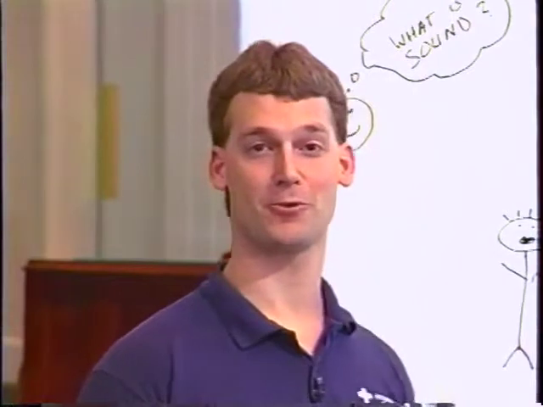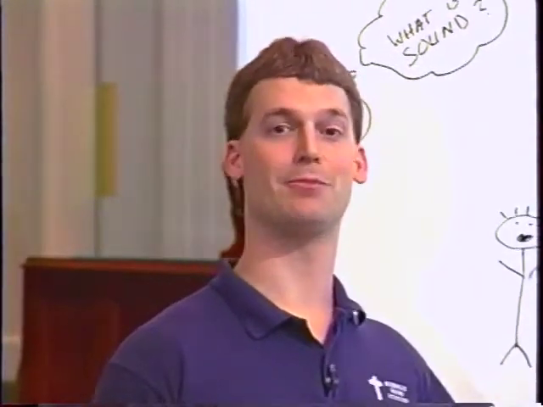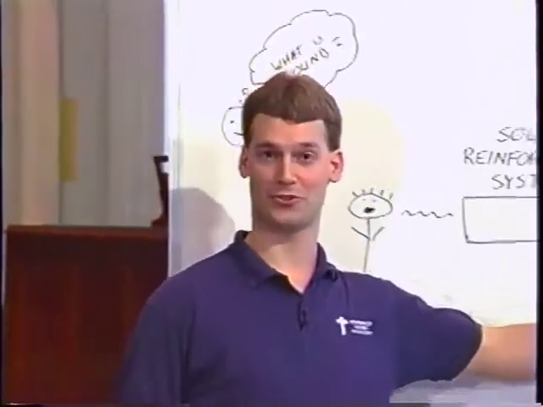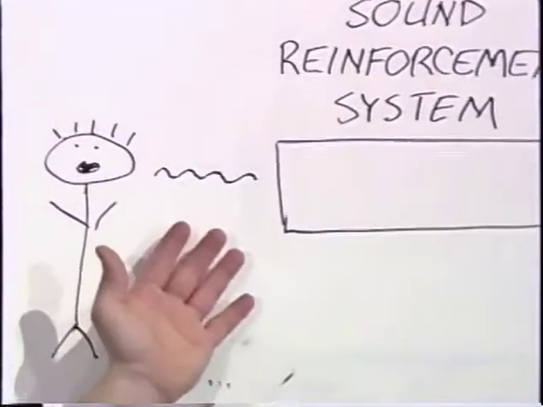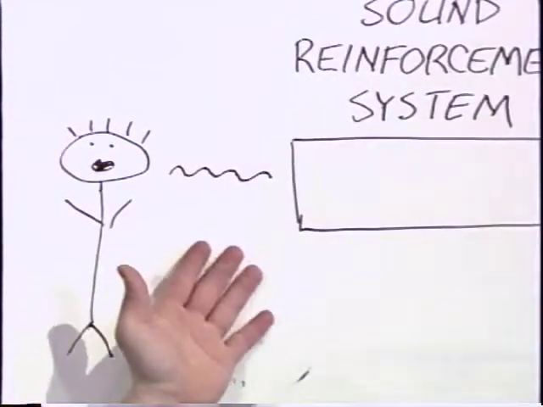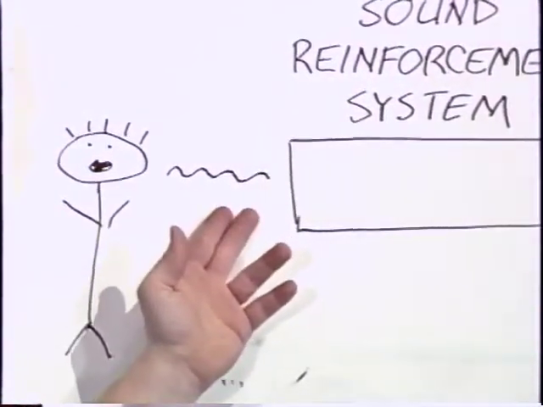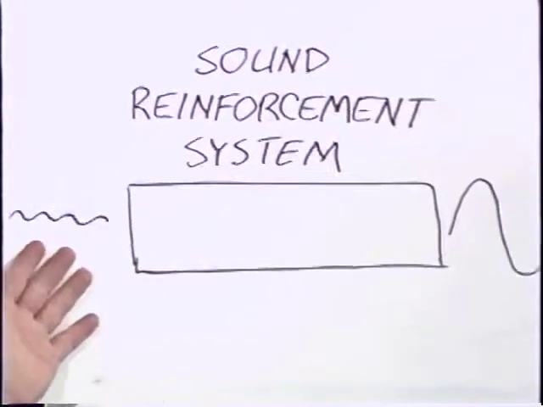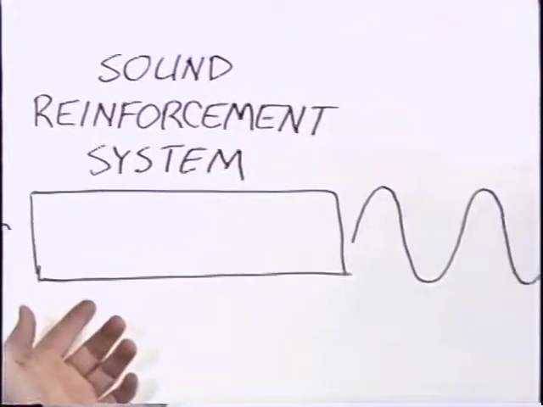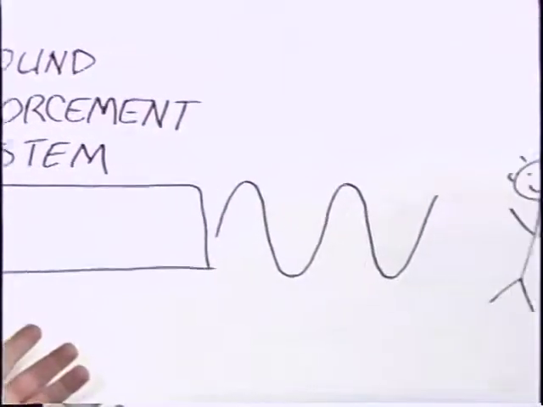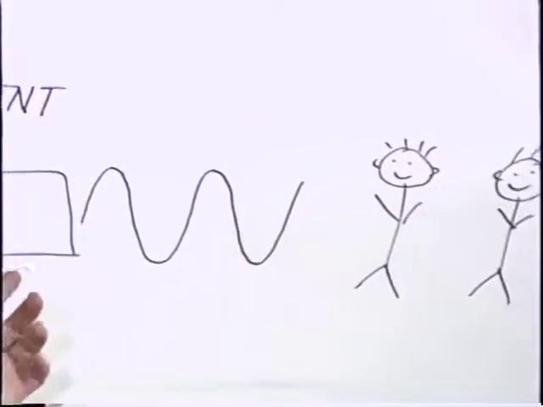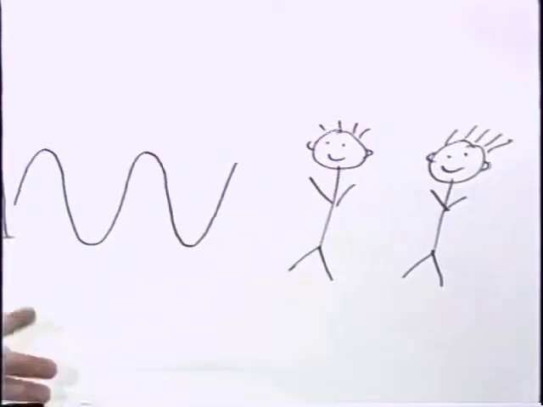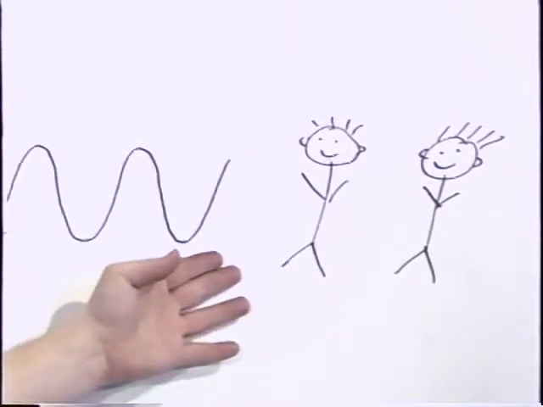The sound reinforcement system is the black box in between our speaker and our listeners. It has an input of acoustic energy, or sound waves. The sound reinforcement system converts those acoustic energy sound waves into electrical signals. It then amplifies that electrical signal to make it bigger. Then we convert the electrical signal back into an acoustic signal, and we broadcast it over a large area to our listeners.